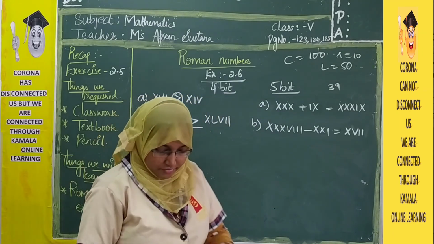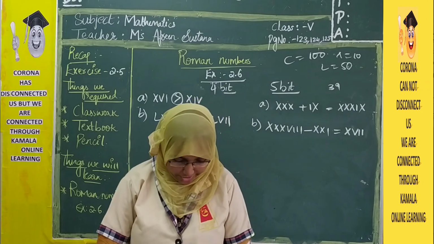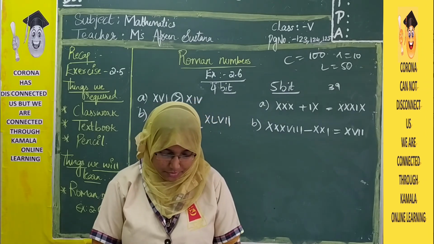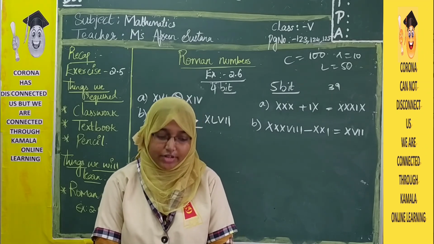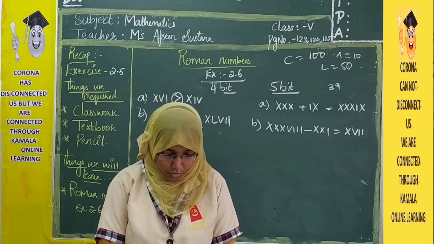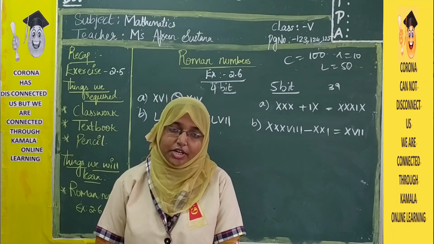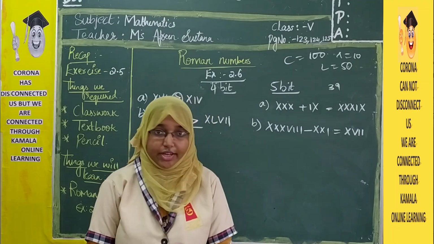Right? So with this we have done with our exercise 2.6 and we have completed our chapter number 2, large numbers. Hope all the concepts are very clear and you have done all your homeworks. So let us meet in our next class. Hope it is very clear and do the given homework.